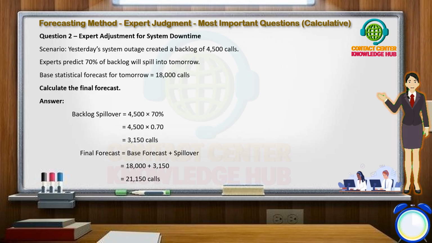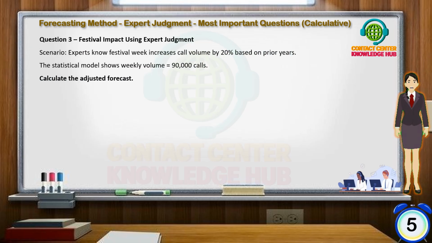Step 2. Calculate the final forecast. Final forecast is equal to base forecast plus spillover. Base forecast is 18,000. Spillover is 3,150. So, 18,000 plus 3,150 equals 21,150 calls. Final answer: the forecast for tomorrow becomes 21,150 calls. Key takeaway. Whenever there's downtime, you don't just forecast new demand, you also forecast the leftover demand that couldn't be handled earlier.